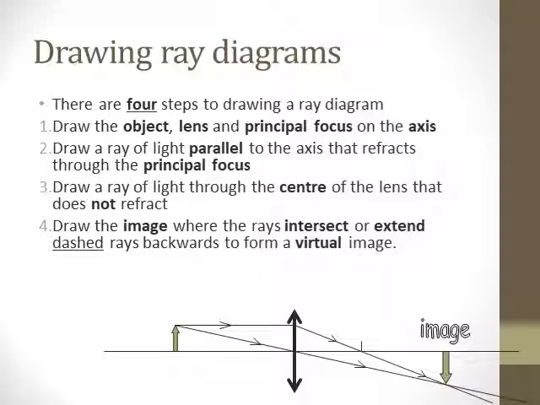But basically, you always start off drawing in the object, which we're going to make an image of, the lens, and the principal focus, and the axis at 90 degrees to the lens. We just draw 2 rays of light. First ray of light is parallel to the axis, and it gets refracted down through the principal focus. The second ray of light goes straight through the center of the lens and does not refract.